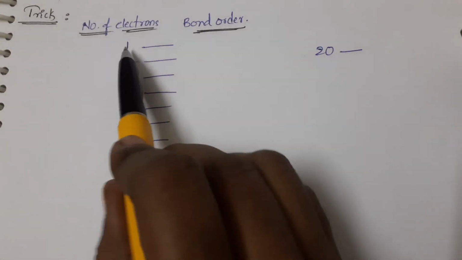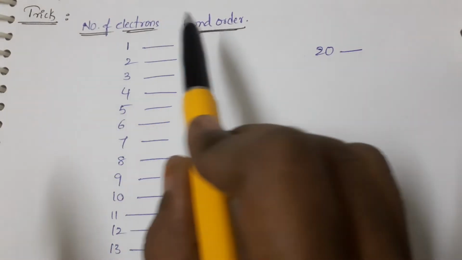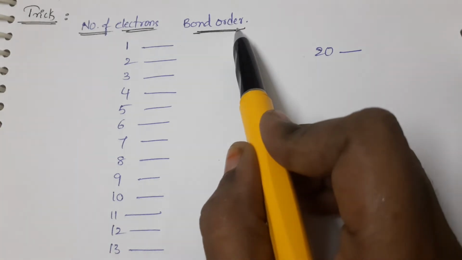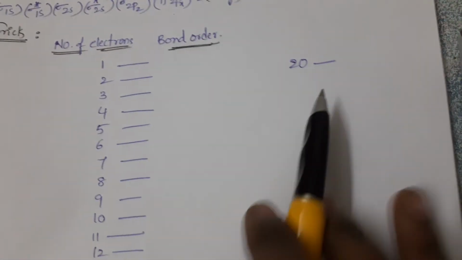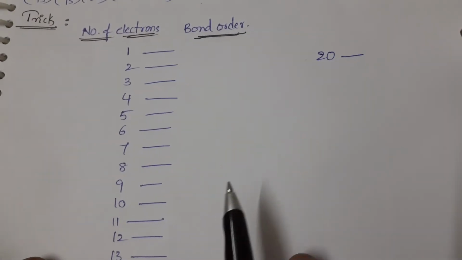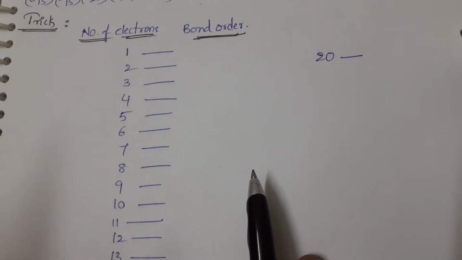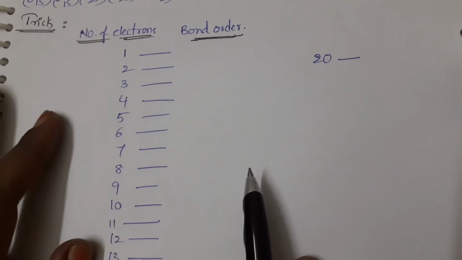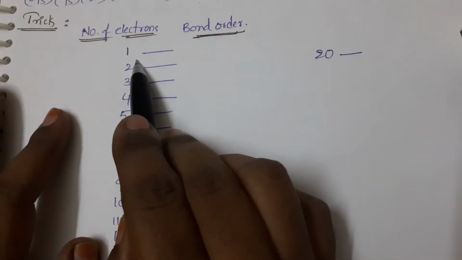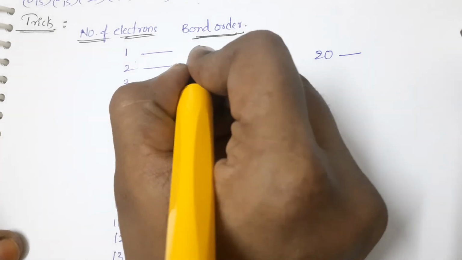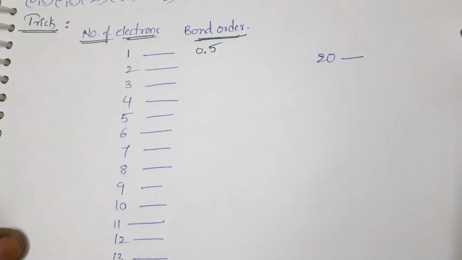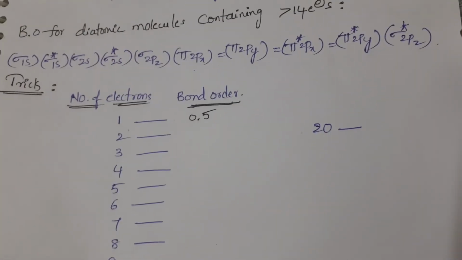First write down like this: the number of electrons on one side and the bond order on the other side. Write the total number of electrons up to 20. Up to 20 electrons, the bond order is on your fingertips. Here, if there is one electron, the bond order for one electron is equal to 0.5.